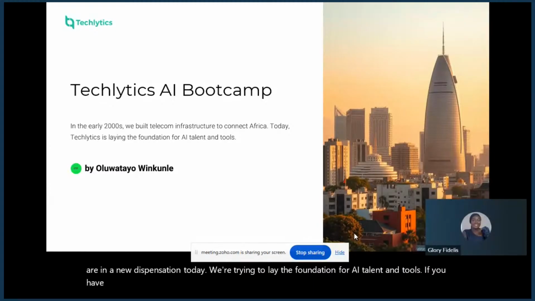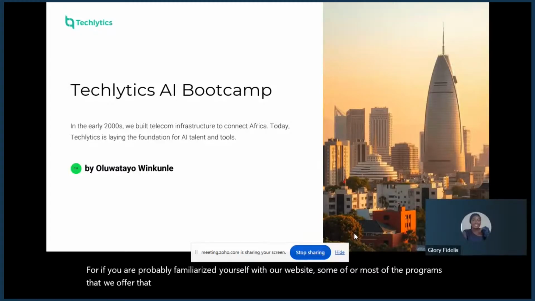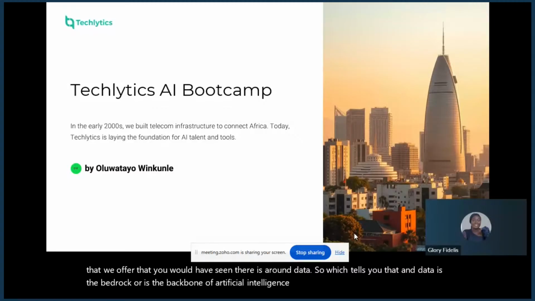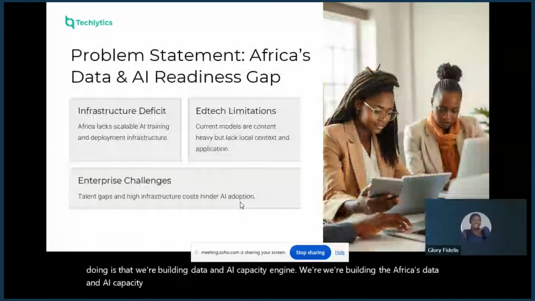If you have familiarized yourself with our website, most of the programs we offer that you would have seen there are around data, which tells you that data is the bedrock, the backbone of artificial intelligence. At Techlytics, we're building Africa's data and AI capacity engine largely.